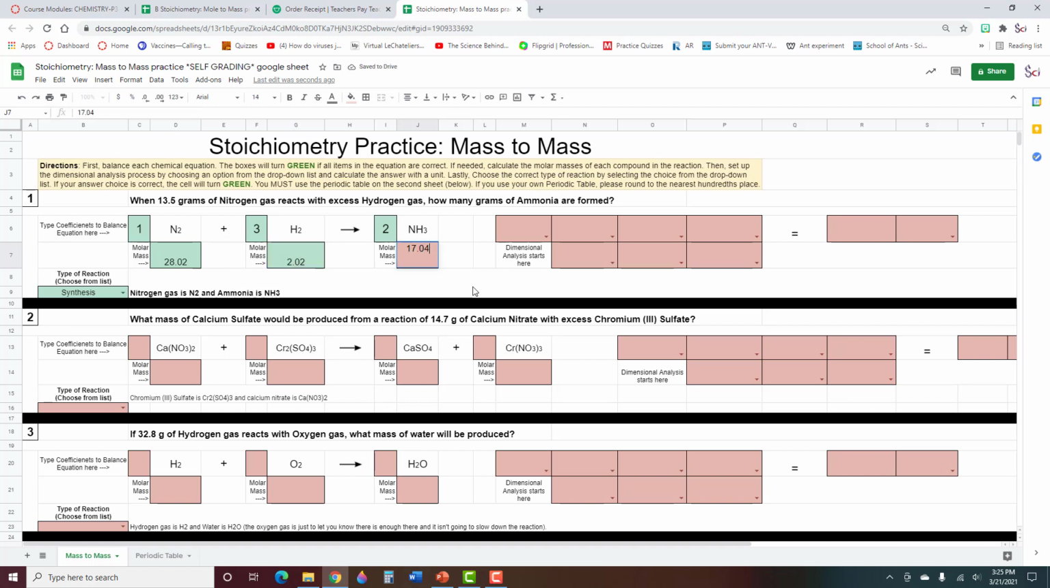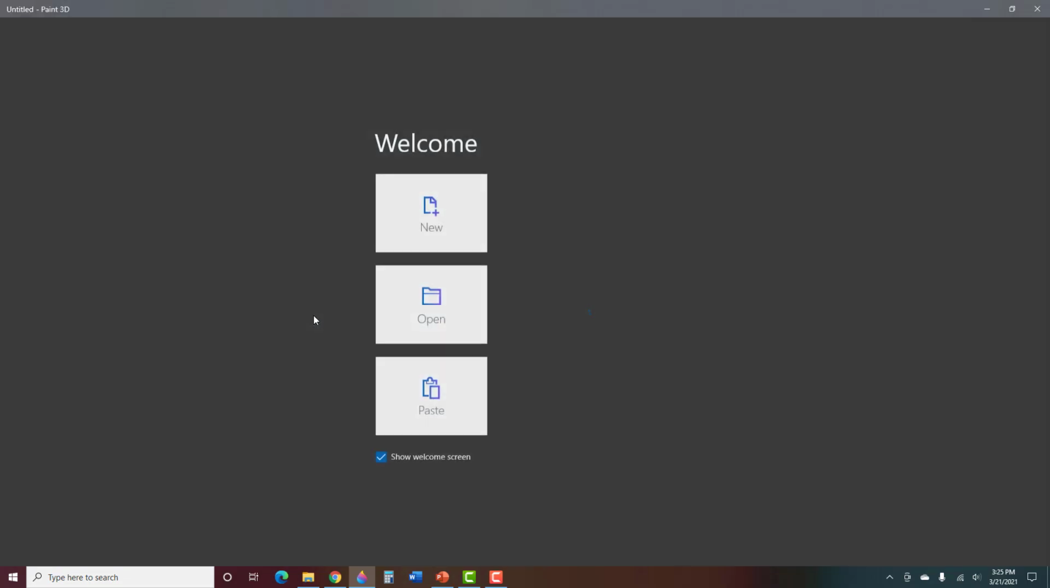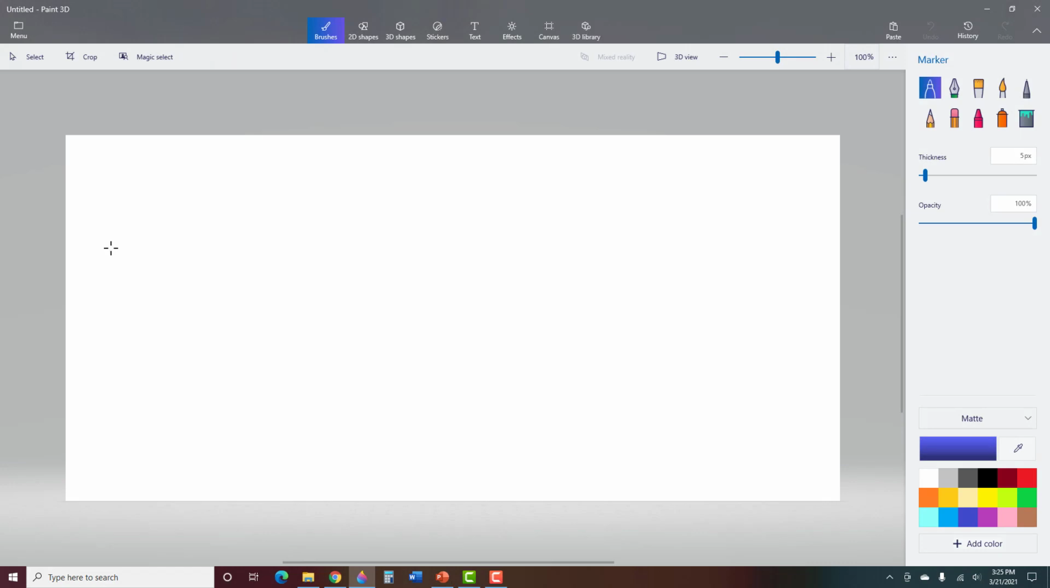Alright, so now this is a mass-to-mass problem, so we are starting with mass of a starting compound and looking for mass of another compound, and so that's going to take us 3 steps to get there. So we're going to start with 13.5 grams of nitrogen gas, which is N2. Then you do your first division bar.